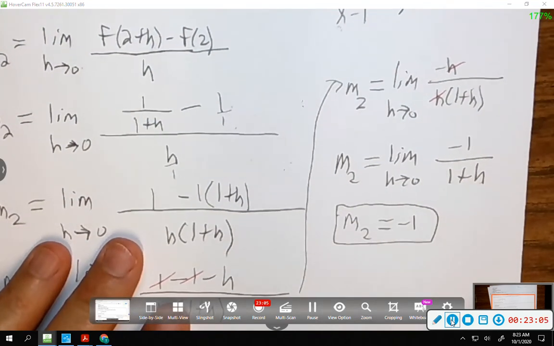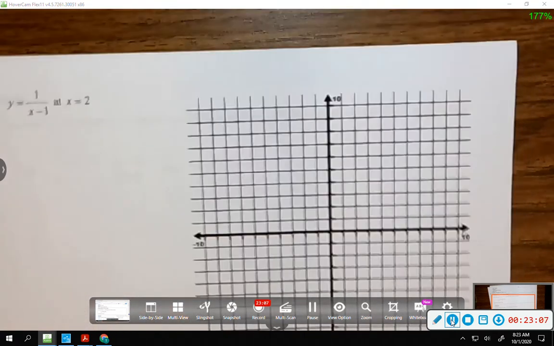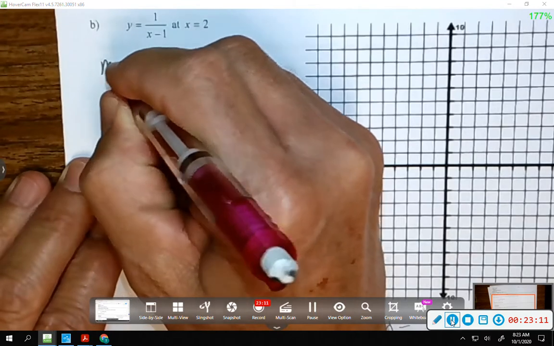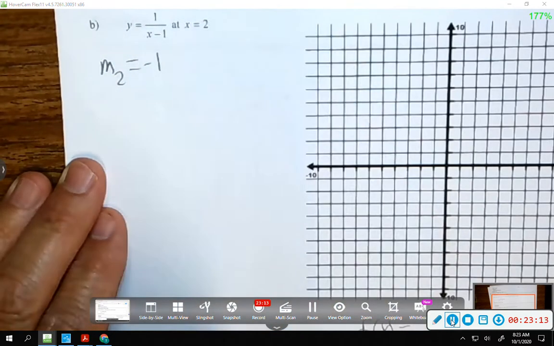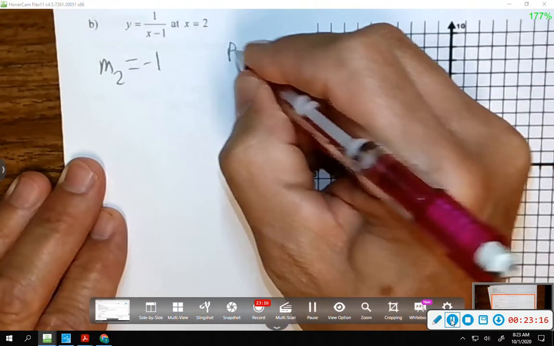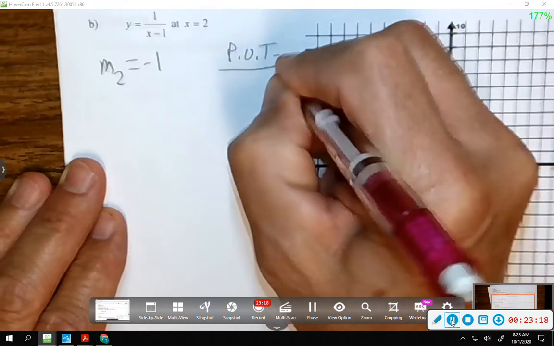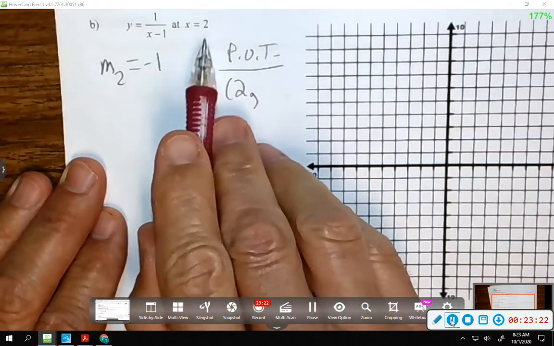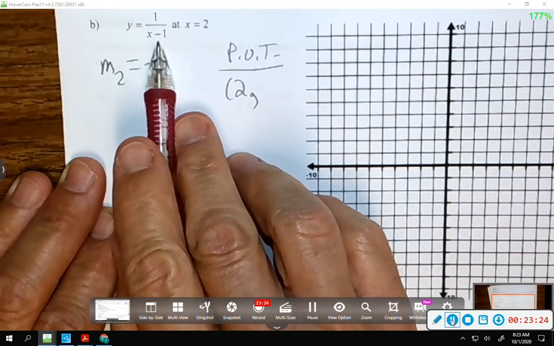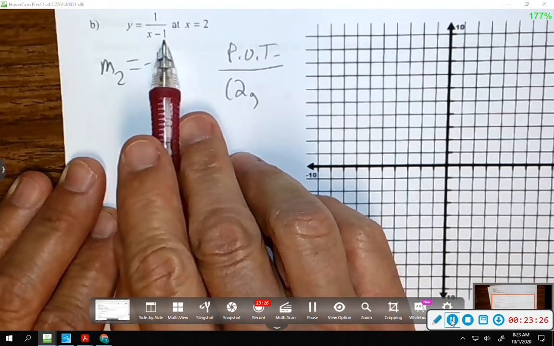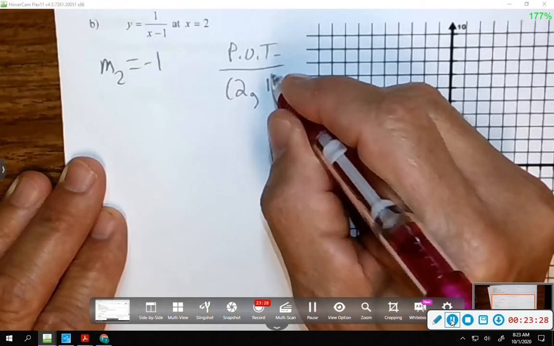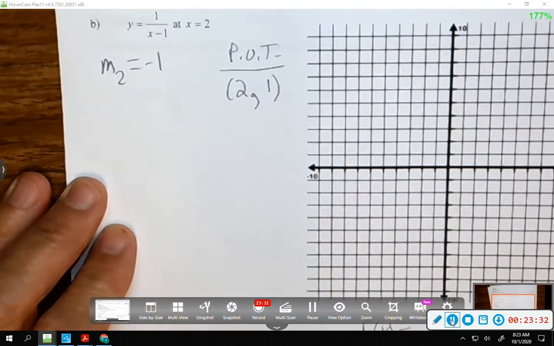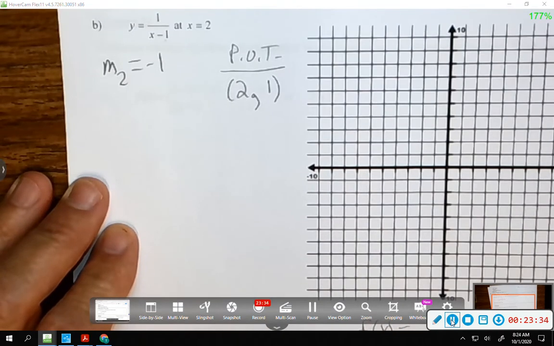So the slope at 2 is negative 1. I'm going to rewrite that up here. The slope at 2 is negative 1. The point of tangency: you always find the point of tangency by plugging the x-coordinate into the original function. 2 minus 1 is 1, so it's the point (2, 1). As a matter of fact, if we want to graph this situation, and maybe I'll wait to graph this one, let's just find the equation of the tangent line first.